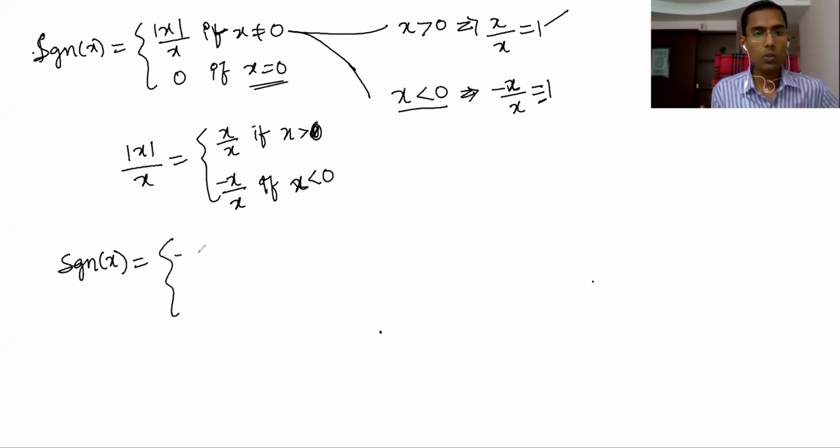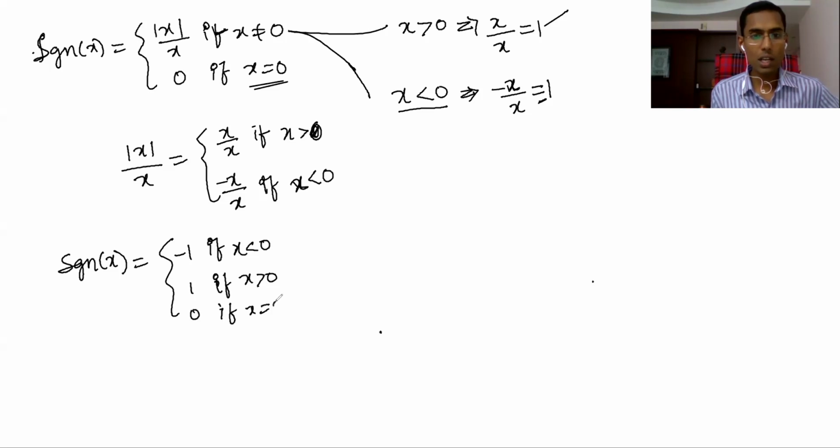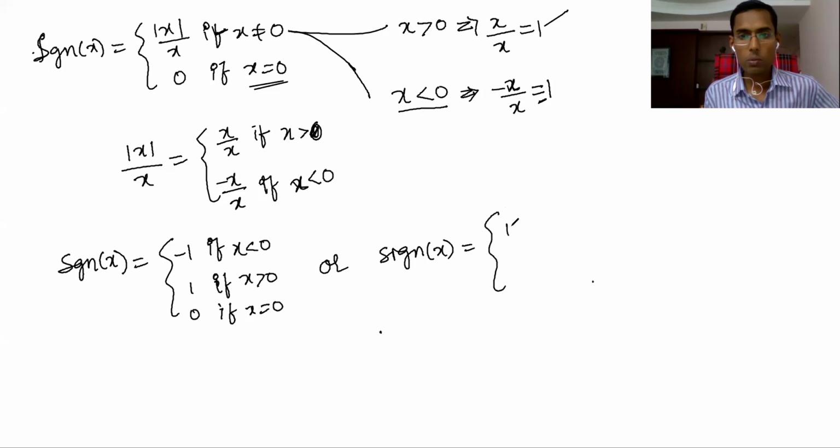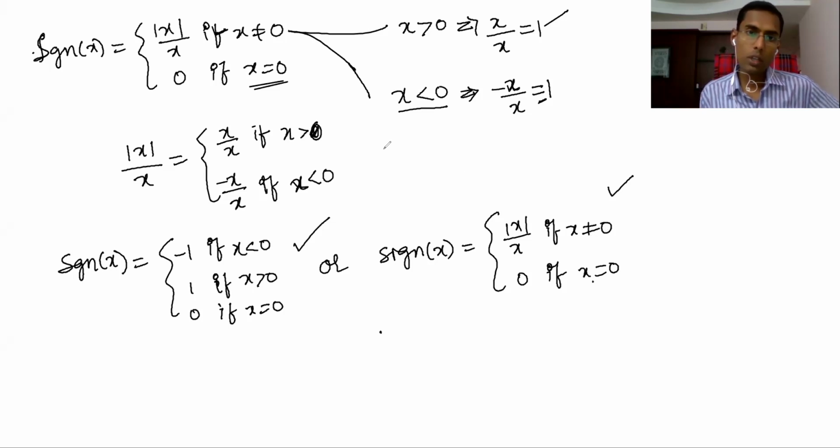You may simply say minus 1 if x is less than 0, plus 1 if x is greater than 0, and 0 if x is equal to 0. Or you may say signum of x is mod x by x if x is not equal to 0, and 0 if x is equal to 0. Both are the same, because if x is greater than 0, this is 1. If it is less than 0, it is minus x by x, which is minus 1.